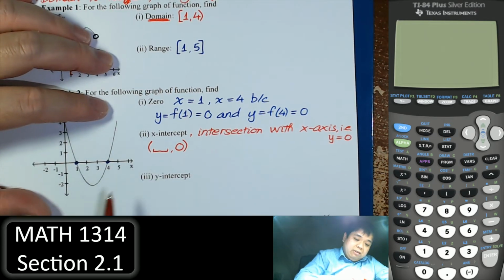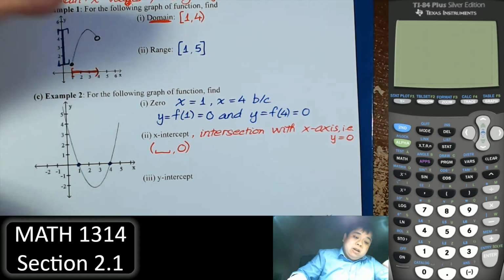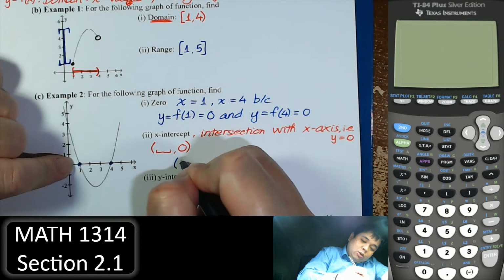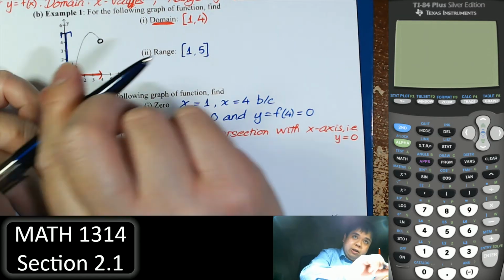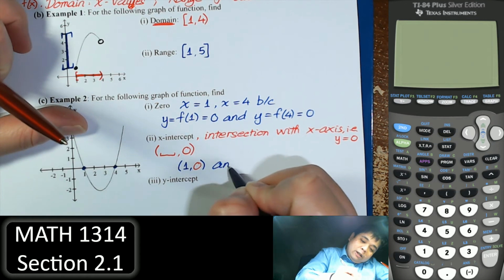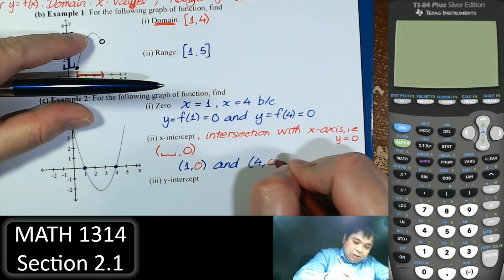So here we have two intersections with the x-axis, at this point and that point. For the x-intercept, we're going to write it as a point: x equal to 1, y equal to 0. It is a point. And x equal to 4, y equal to 0.